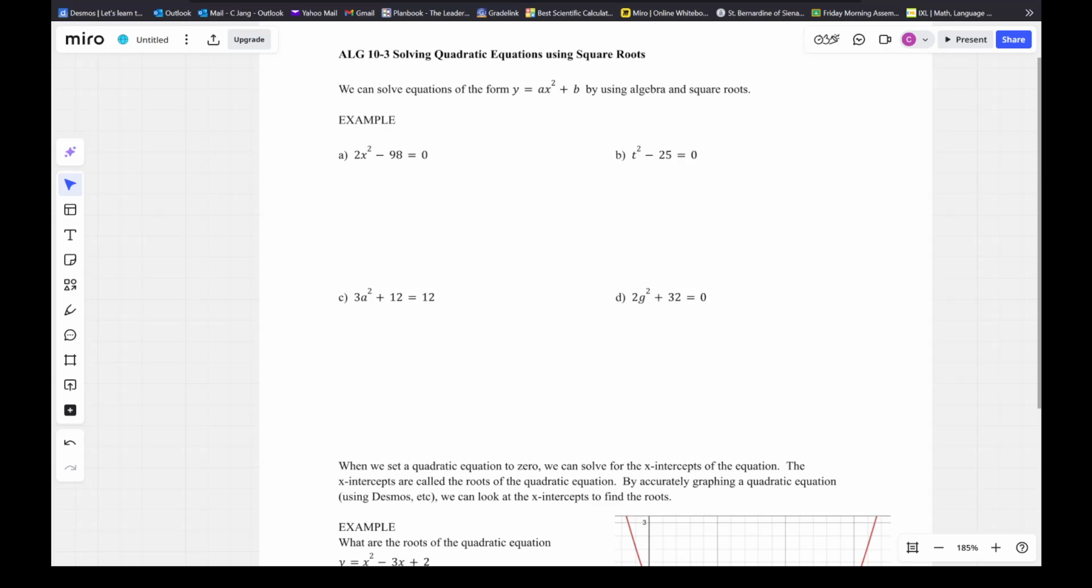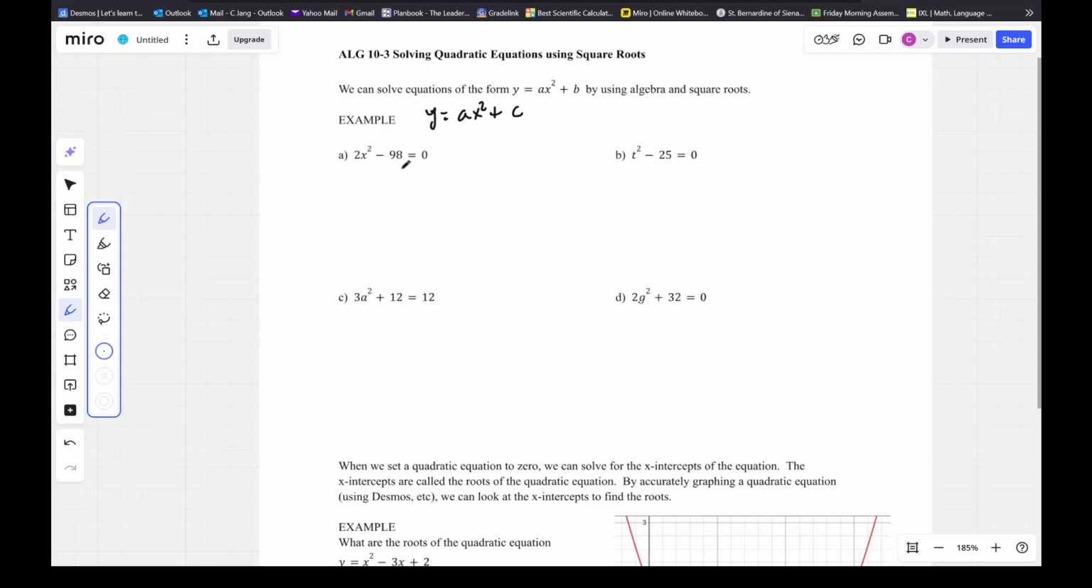It's just one page. Okay, so let's take a look at this. We're talking about solving quadratic equations using square roots. So here we have a quadratic equation. Notice there's no middle term. It's just in the form y equals ax squared plus c.